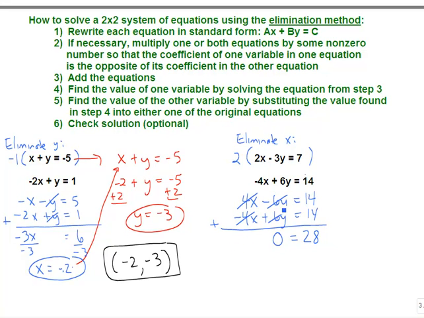If your variables all cancel out like this, then remember you want to look to see what's left. Either it's a true statement or a false statement. And in this case, 0 does not equal 28, so this is a false statement. So what does that imply? Remember, that means we're talking about parallel lines. There's no x or y that's going to make 0 equal 28 ever. So there's no solution. And that would be our final answer.